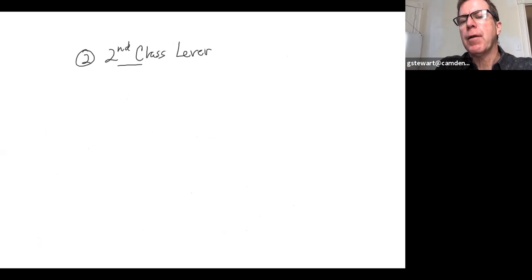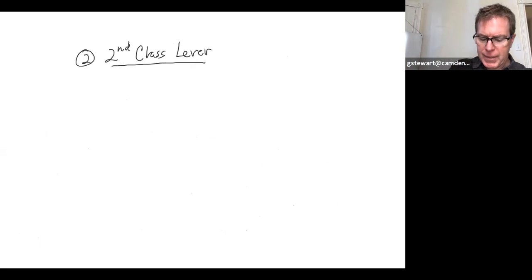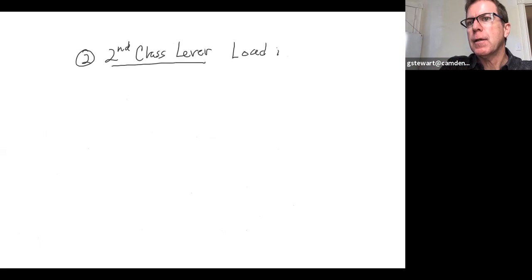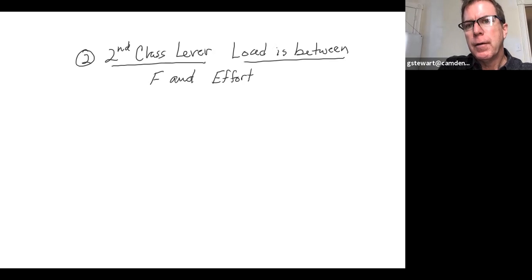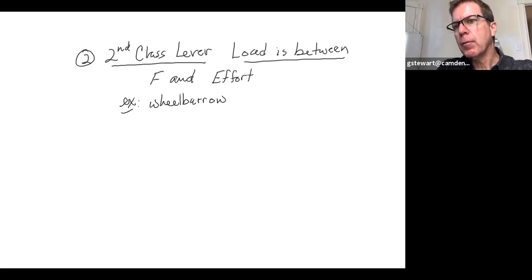These are also very rare in the human body. In this, the load, L, the load is between the fulcrum and effort. The example outside of the human body would be a wheelbarrow. So if I have a wheelbarrow, I'm going to draw it really quickly.